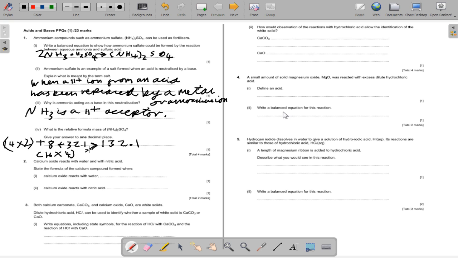And the next question now. Calcium oxide reacts with water and nitric acid. State the formula of the calcium compound formed when the calcium oxide reacts with water and when it reacts with nitric acid. Okay, hopefully that didn't take too long.